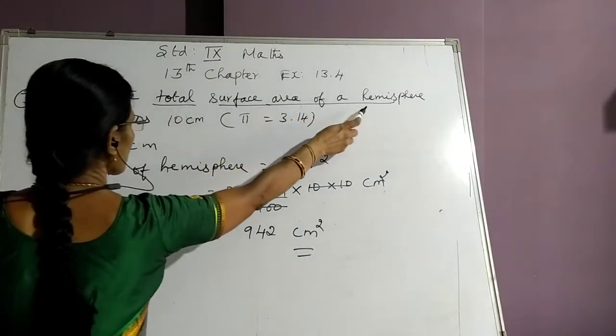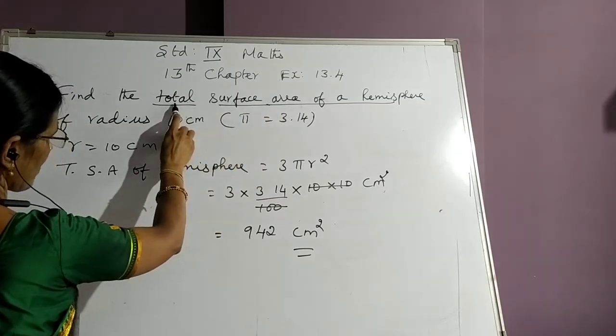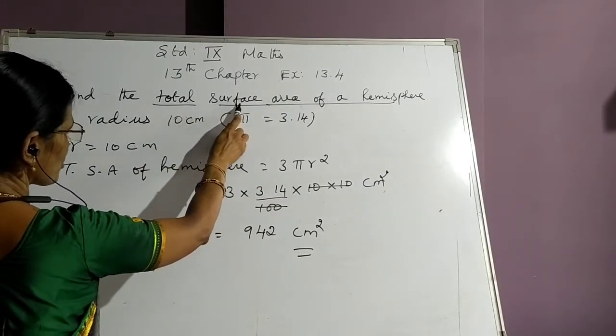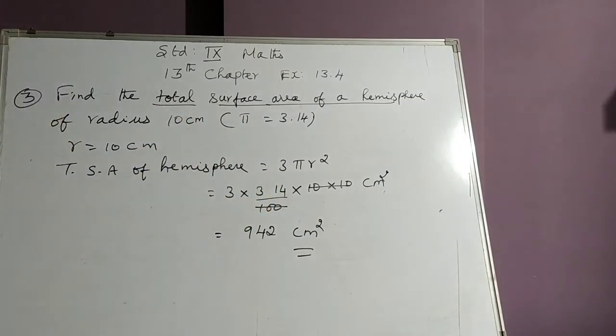This is also direct question. So when hemisphere is given, we should check whether it is only surface area or total surface area. If it is surface area, we use 2 pi r square, whereas here total surface area, therefore the formula is 3 pi r square. R is given, pi value, if it is mentioned, we have to take the given pi value only. So the answer is 942 centimeter square.